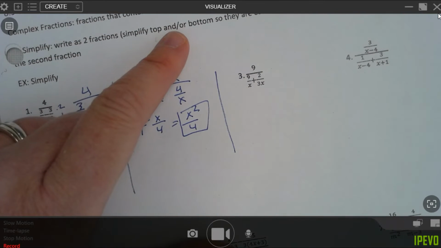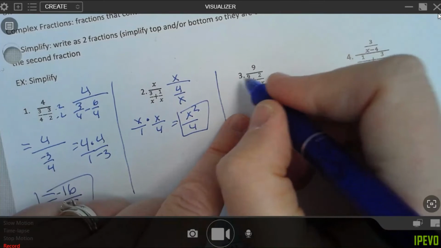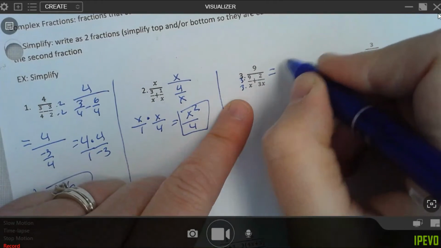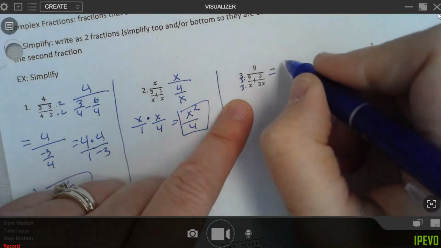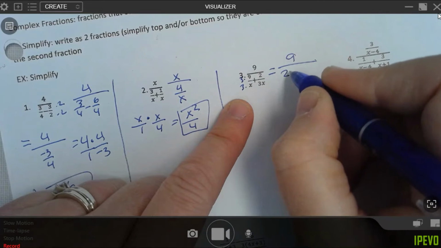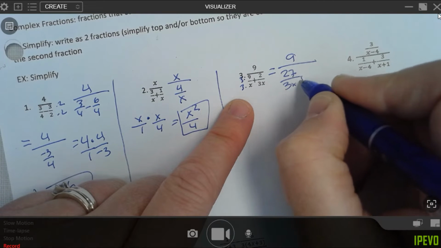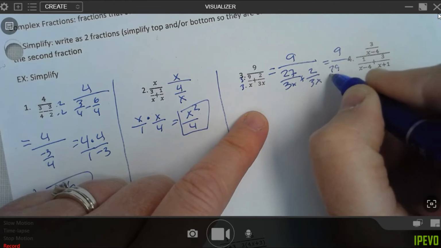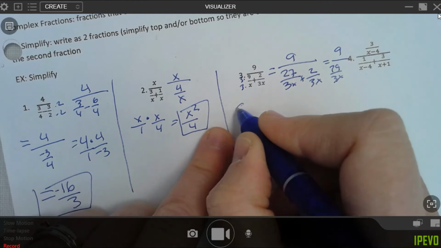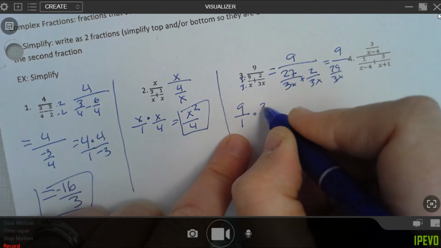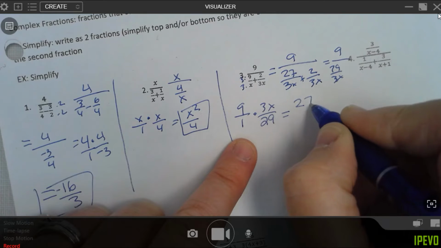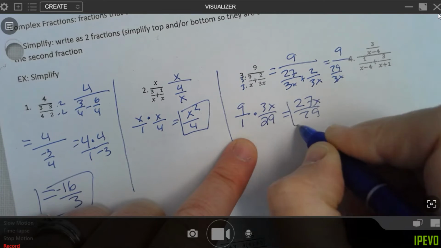So try 3 on your own. No, just kidding, 3 is different. So to get a common denominator here, I need to multiply this by 3/3. You could try it on your own, really. So pause it and try it on your own. So hopefully you paused it. You get 27/3x plus 2/3x. So that gives me 29/3x. Flip and multiply. So we get 27x over 29.